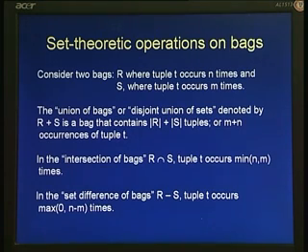Similarly, the set difference between bags, R minus S, is where the tuple T occurs n minus m times, that is, n number of times it had occurred in R and m number of times it had occurred in S. So the number of times it is going to occur in R minus S is n minus m if and only if n is greater than or equal to m. If n is less than m, then the number of times it is going to appear is 0. Of course, it can't appear a negative number of times.